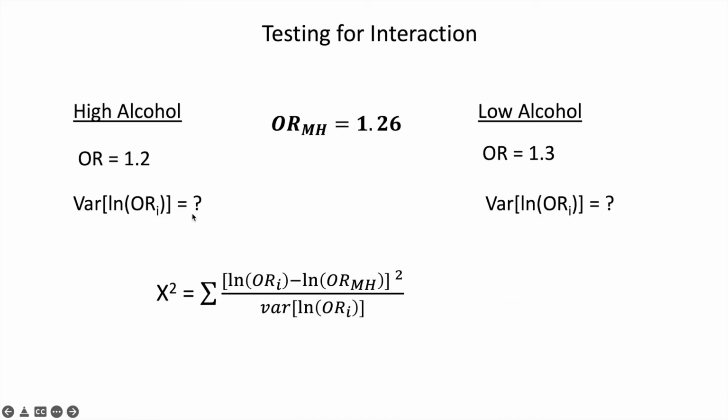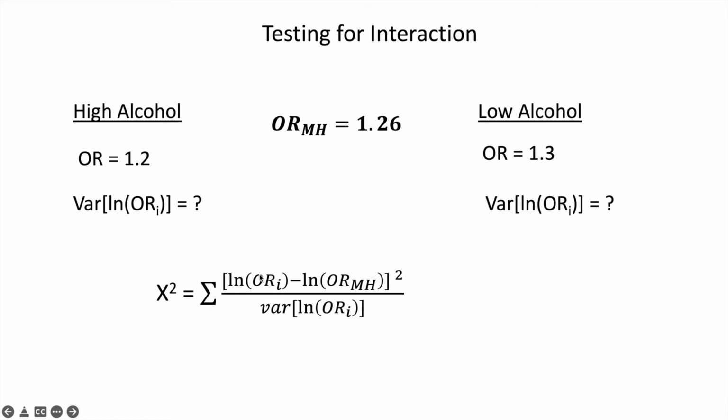It's kind of cumbersome, but this is the chi-squared statistic for seeing if 1.2 is different enough from 1.3 to say there's effect modification, or if they're similar enough to say that there's no effect modification. So it would be the sum for the two strata. In the first stratum, it would be the ln odds ratio in that stratum minus the Mantel-Haenszel odds ratio, ln transformed, divided by the variance of that estimate of the odds ratio in that stratum.